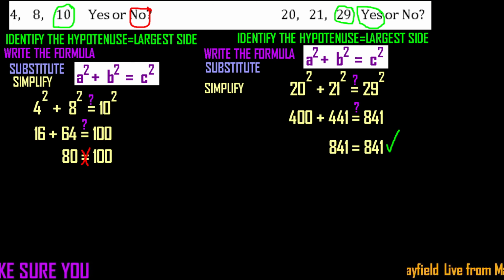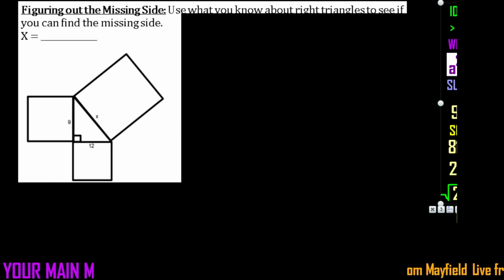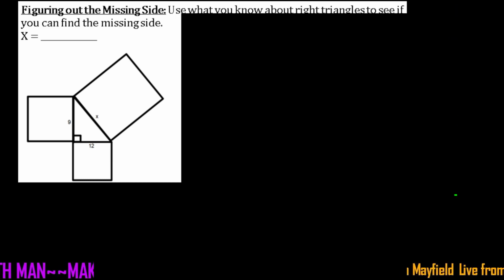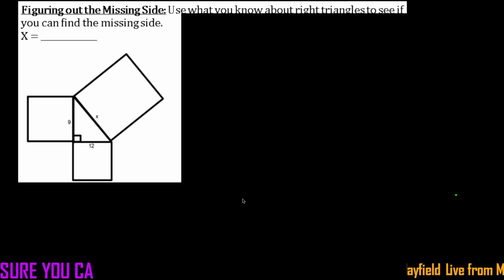And for the last two, it looks like this. So now what we want to do is use those ideas that we have to see how we find that missing side. So again, let's see what we have.